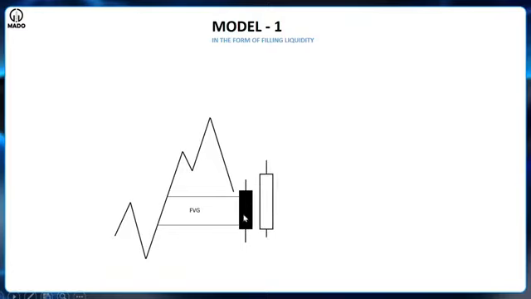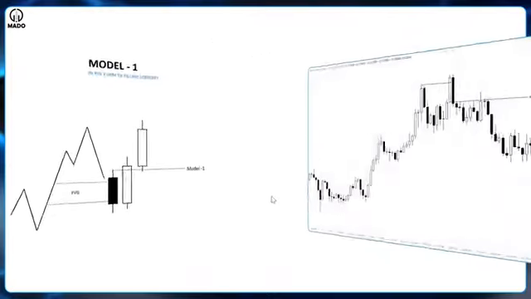Now, with this specific candle, the market filled liquidity by filling this FVG, or by rebalancing this imbalance. So when the market engulfs this candle in the form of closing above it and tests this specific candle, it will become our Model 1 entry. So let's look at the real chart.